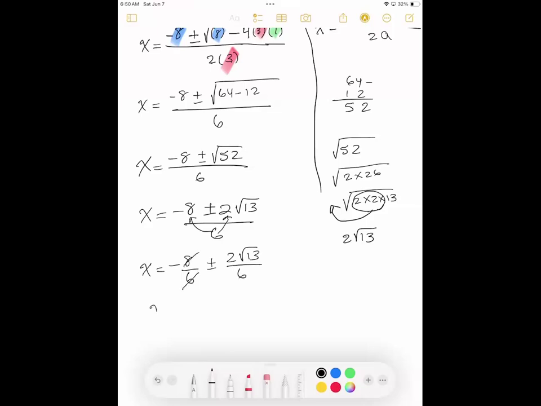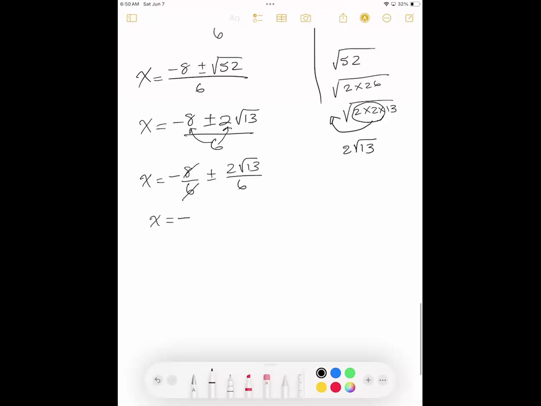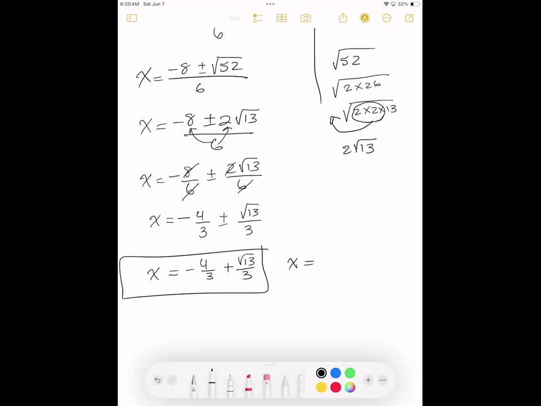6 and 8 are not reduced. They're both divisible by 2. 8 divided by 2 is 4. 6 divided by 2 is 3. The same here. 2 divided by 2 is 1. 6 divided by 2 is 3. So you have 2 solutions. One is negative 4 over 3 plus the square root of 13 over 3. That's one solution. And your other solution is negative 4 over 3 minus the square root of 13 over 3. Do you see this negative here and the positive here? So that's the solution for the positive one, and now the solution for the negative one. And those are your 2 solutions.